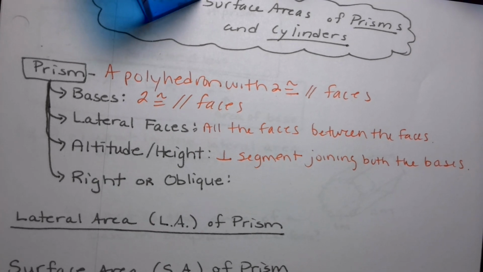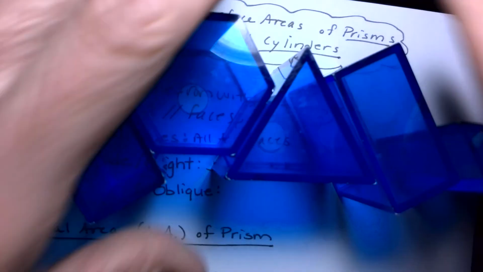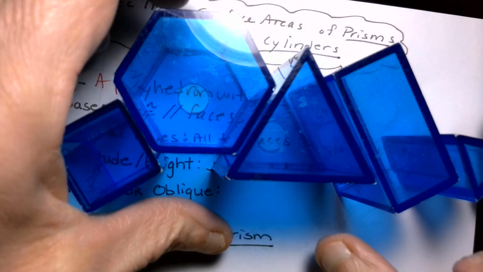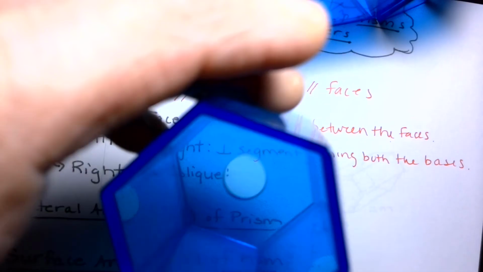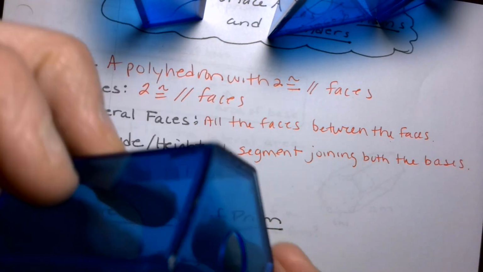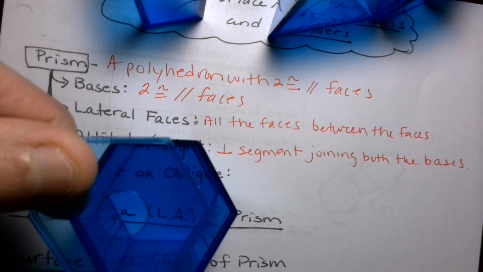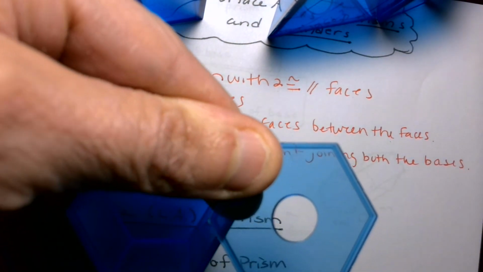Now here's the deal. These ones that I showed you right here, all these, those are all right prisms. They're all straight up and down. They don't angle at all. But you could have an oblique one, and that would happen if, just take this top off here. Let's just pretend this top was over here.